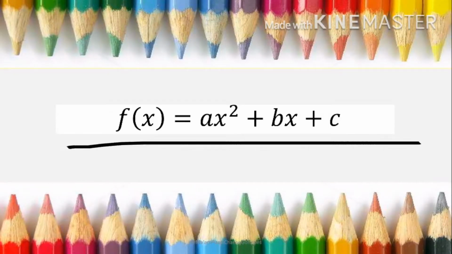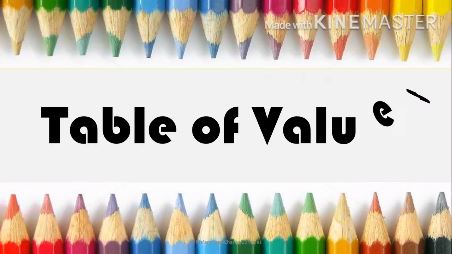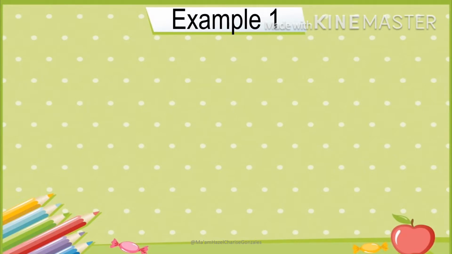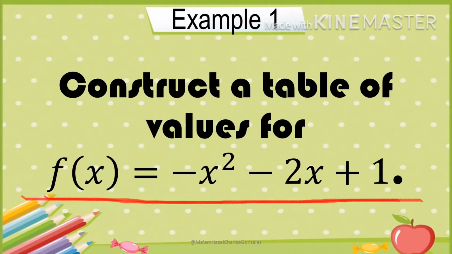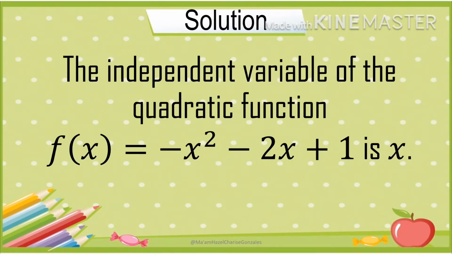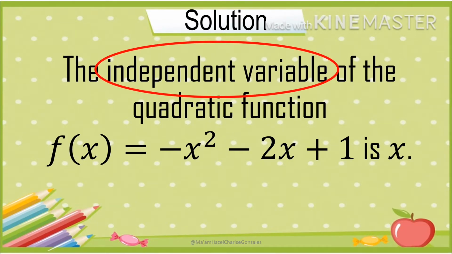Quadratic functions can be represented in a number of ways. First way is using table of values. Example number 1. Construct a table of values for f of x is equal to negative x squared minus 2x plus 1. For the solution, the independent variable of the given quadratic function is x.